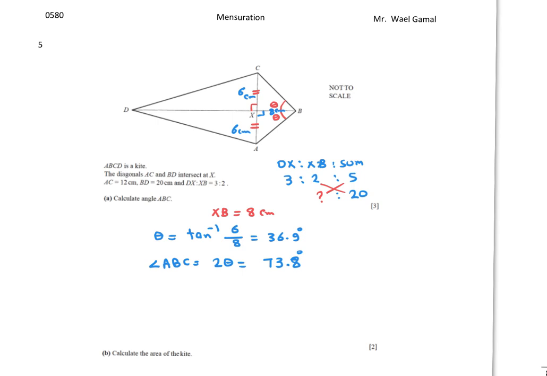Area of the kite. Sir, it's half times d1 times d2. We have d1 and d2. So the area is half times 20, which is BD, times 12, which is AC. So half times d1 times d2 equals, sir, it's 120. So 120 centimeters squared.